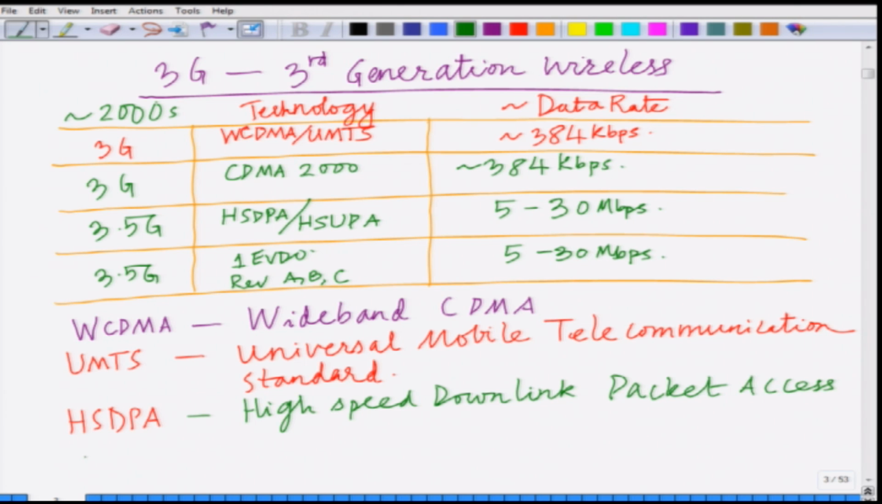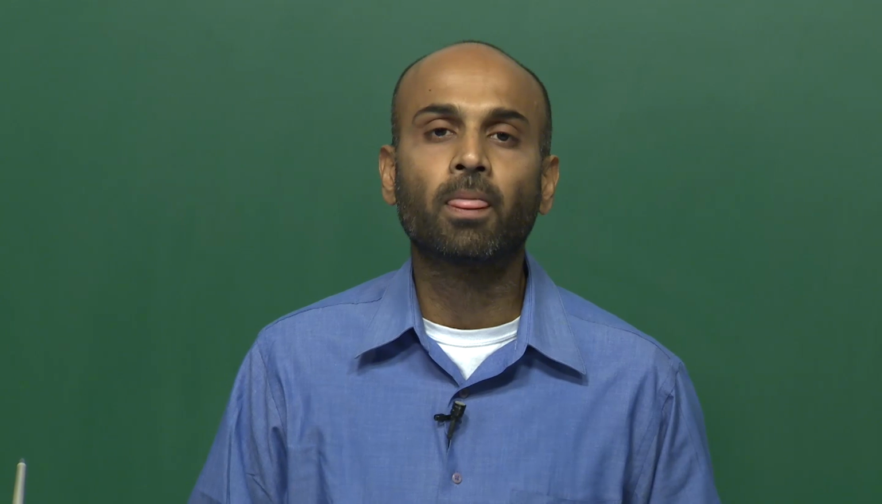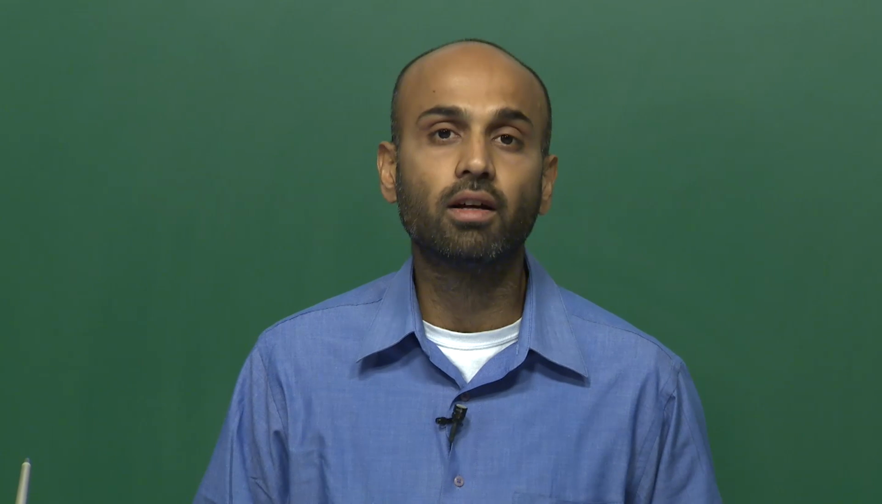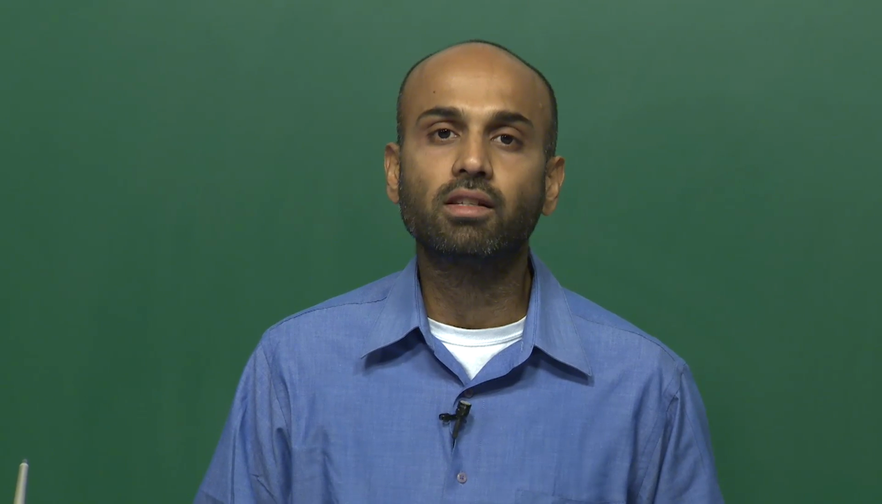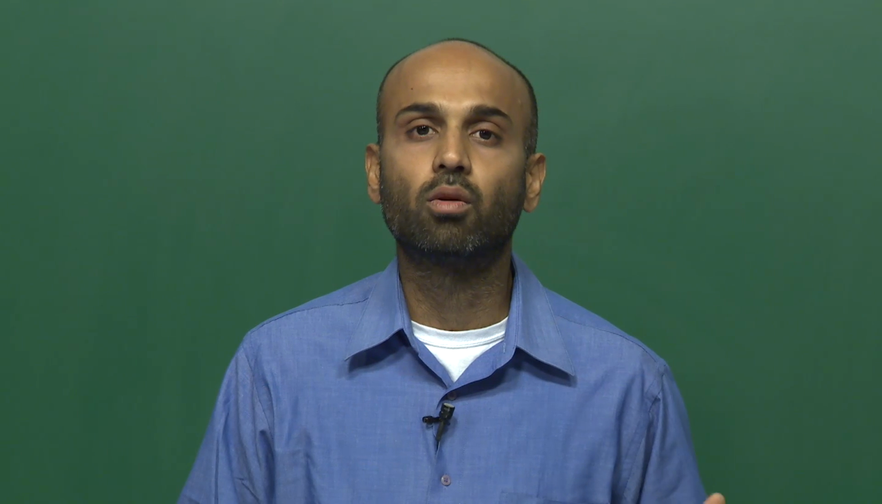And EVDO stands for evolution data optimized. All right, so we have these different standards: WCDMA, which is wideband CDMA; UMTS, which is the Universal Mobile Telecommunication Standard; HSDPA, that is the high speed downlink packet access, and the corresponding uplink standard is HSUPA, which is the high speed uplink packet access, and we have EVDO, which is evolution data optimized. And as we said, these span roughly the decade of the 2000s and had data rates around hundreds of kilobits per second to a couple of tens of megabits per second.